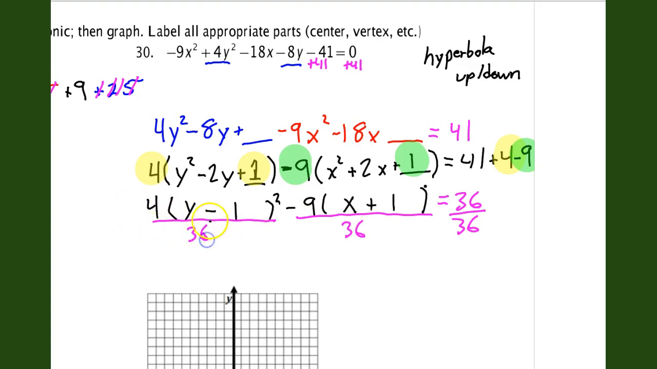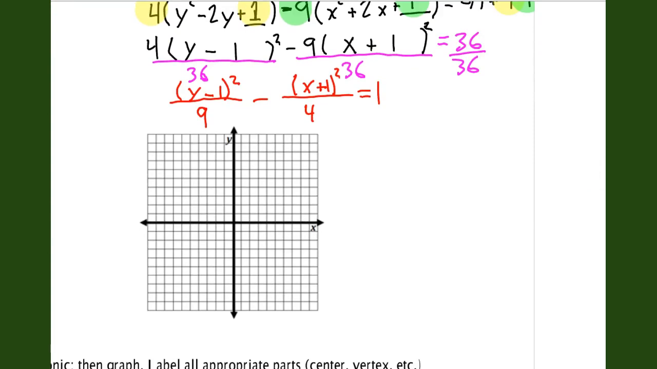So we will have 4 over 36. That'll give us a 9 on the bottom. So we'll have y minus 1 squared over 9, minus 9 goes into 36 4 times. So we'll have x plus 1 squared, and this will be equal to 1. Okay. Now we just need to graph.